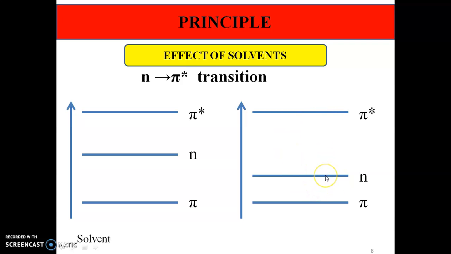In an n to pi antibonding transition, the ground state is more polar as compared to the excited state. The hydrogen bonding with the solvent molecule occurs to a lesser extent with the carbonyl group in the excited state. For example, acetone absorbs at 279 nanometer in n-hexane, while in water the lambda max occurs at 264.5 nanometer.